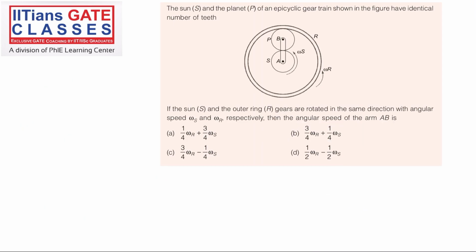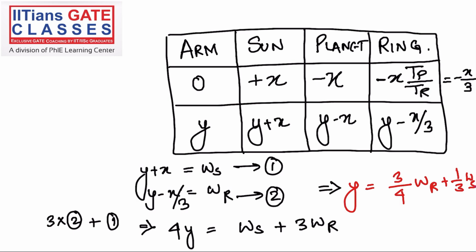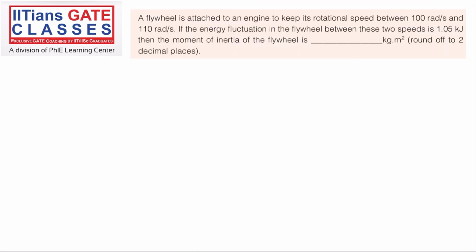Answer is B, right? So again, this is a simple problem. The concept here is how to make the table and how to calculate the number of teeth, find out the relationship between the number of teeth in sun gear, planet gear and ring gear. Okay, let us move on to the next question.